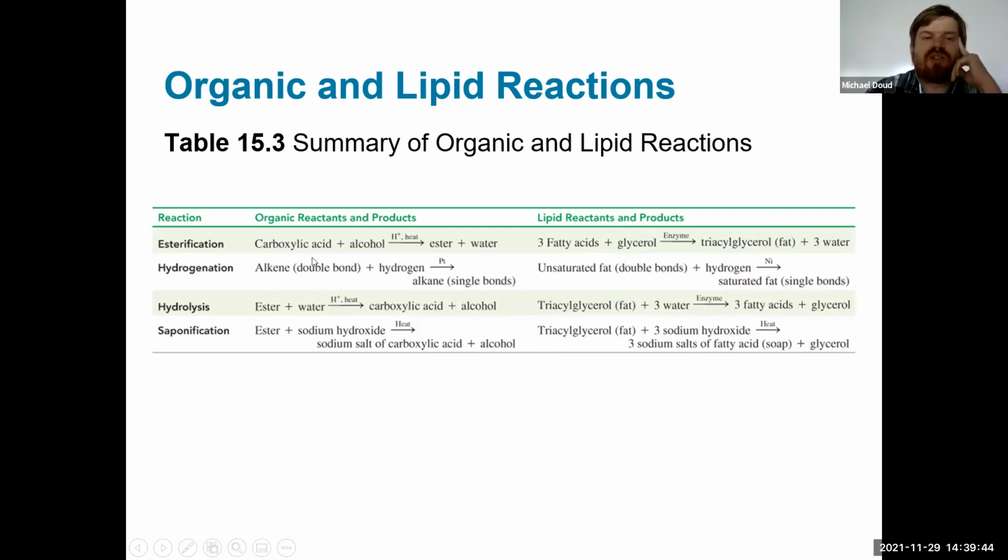Hydrolysis would be where you take ester with water in an acid catalyst, and you form your carboxylic acid and alcohol, so you split up the ester. The same thing happens with lipids. It's your triacylglycerol this time, and it's an enzyme doing the catalysis to form 3 fatty acids and glycerol as your product. Saponification we just talked about. Again, that's where you take your triacylglycerol, 3 equivalents of your base, like sodium hydroxide, and that gives you the salts of your fatty acids along with the glycerol.